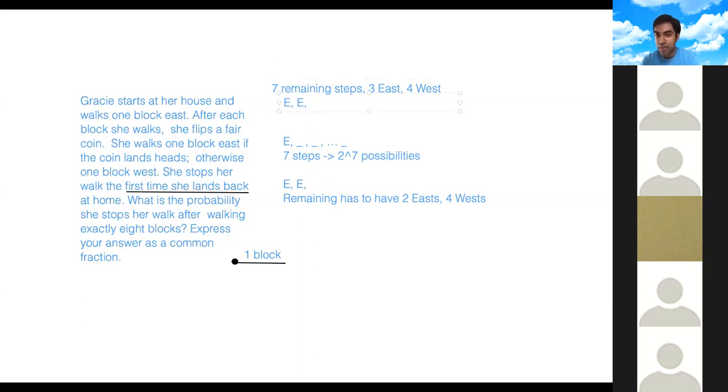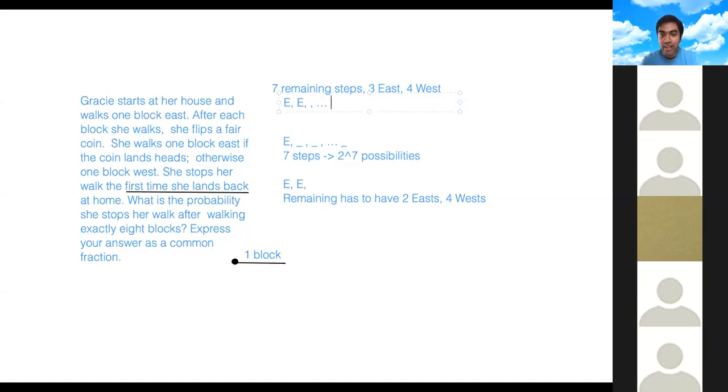And then the next one could be East, could be West. Basically, you have to make sure that at any point, I should never have more West than East, or as many West as East, because then I would reach back home. So this is why the first 2 have to be East.